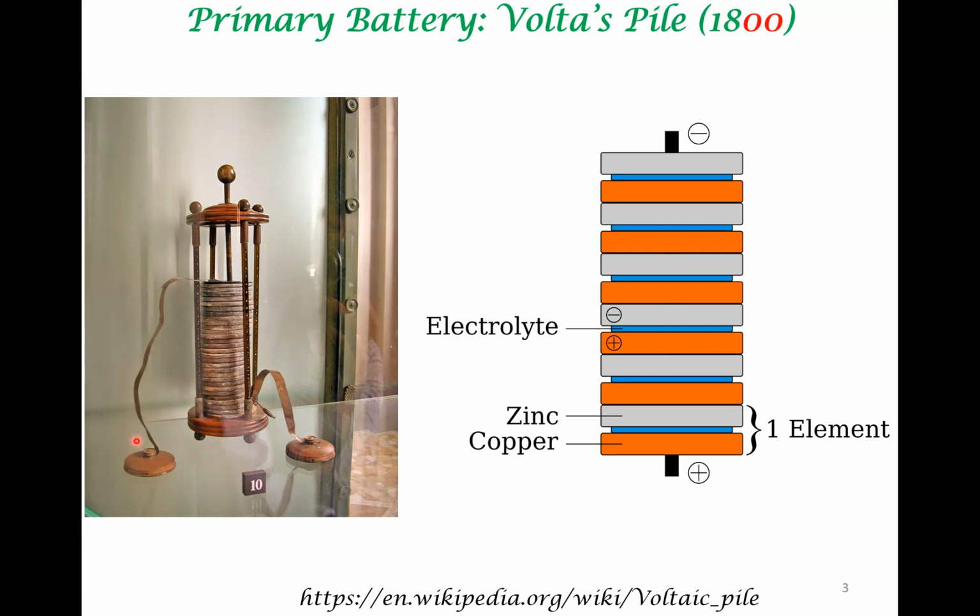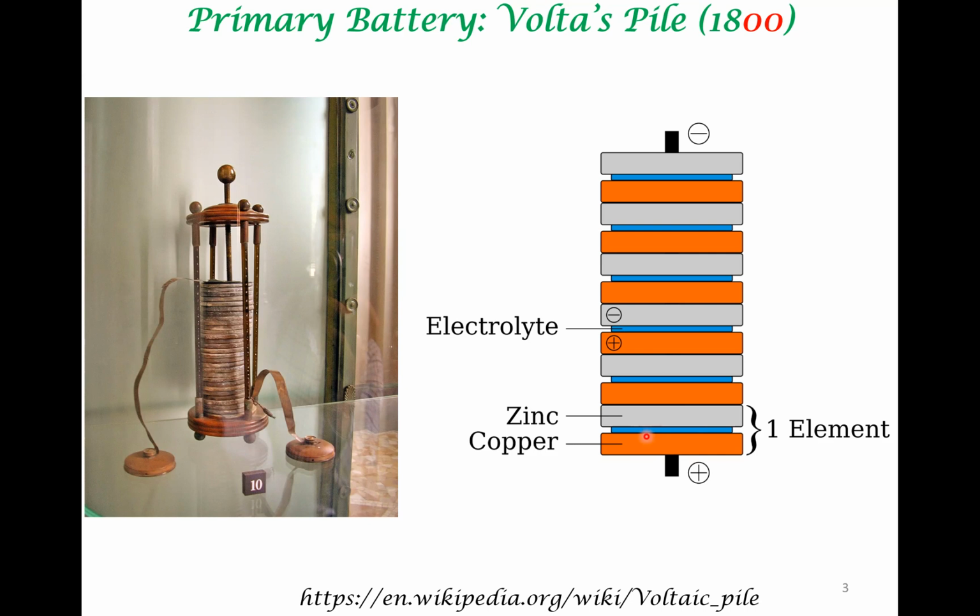This is a real Volta pile from a museum. So what does this indicate? These are pairs of electrodes. One is a zinc electrode, another is a copper electrode, and they are separated by an electrolyte. This may also be a porous solid, in which the porosity is needed for soaking up the electrolyte. These are pairs of electrodes. That's what a pile is.